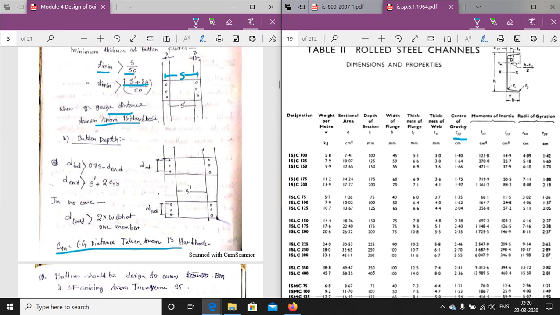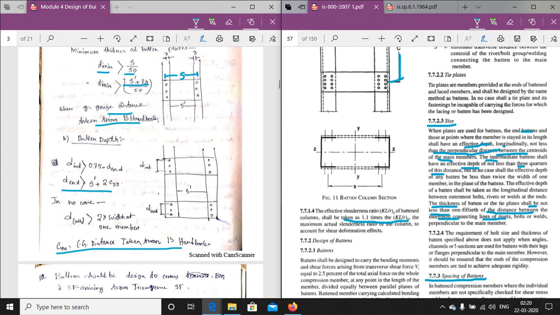So D end should be S dash plus the CG distance, as per the code, the CG distance taken from the handbook. And the intermediate batten shall have an effective depth not less than 3/4 of this distance. So 3/4, that means 0.75 of the D end, where D end means the effective depth of the end batten.